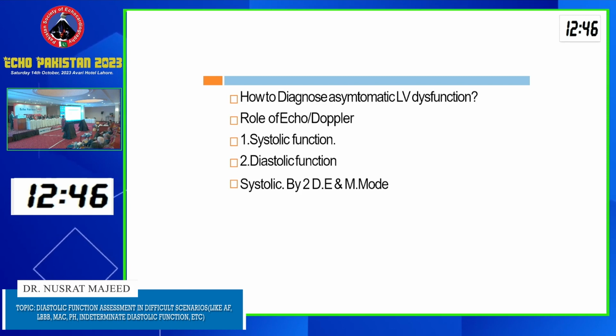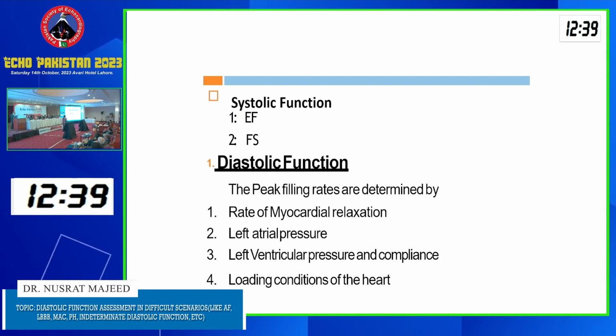I hope some juniors are sitting here, so I will take a little role of a teacher. Now for diastole, to understand diastolic function, you have to understand the basic hemodynamics between the left atrium and left ventricle. The peak filling rates that appear as E and A are determined by, number one, the rate of myocardial relaxation, number two, left atrial pressure, then left ventricular pressure and compliance.